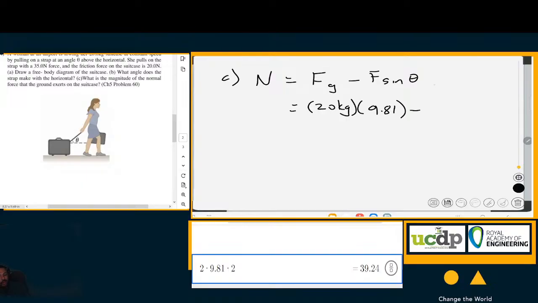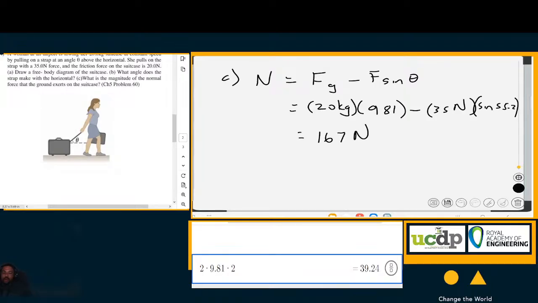196 minus this force, which is 35 newtons, times sine of 55.2. Sorry, I just used 55. So that should give you an answer for the normal force of 167 newtons. 167 newtons. And that is all for question number 4.